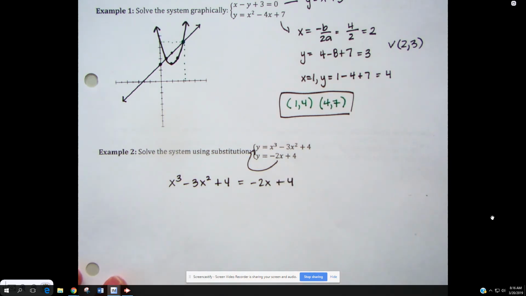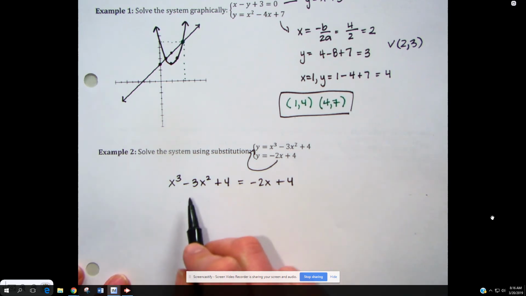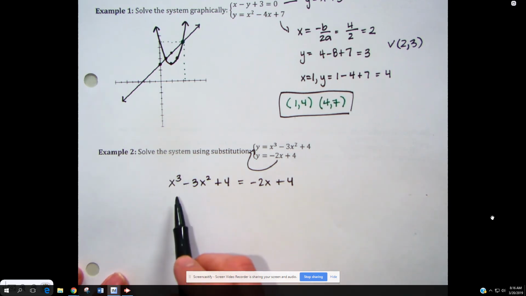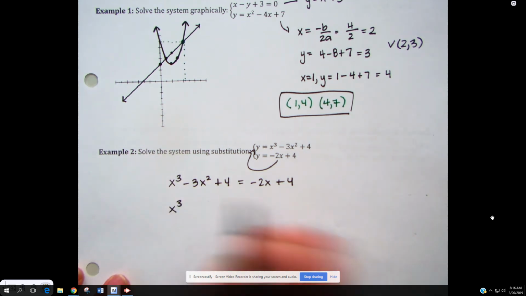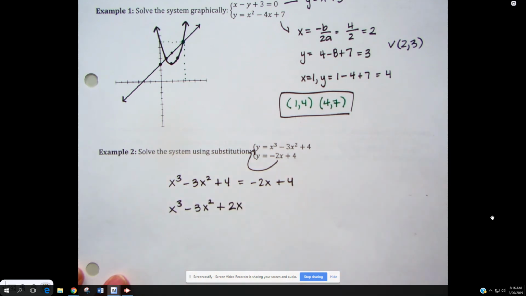Right? I'm substituting in one y for the other, or you can think of it as they're both equal to y, so they're both equal to each other. This one's set up perfectly for substitution. We're going to drag everything over to the left. Really, anything squares and higher, we need to set equal to 0. So we're going to have x cubed minus 3x squared plus 2x when I pull it to the other side.